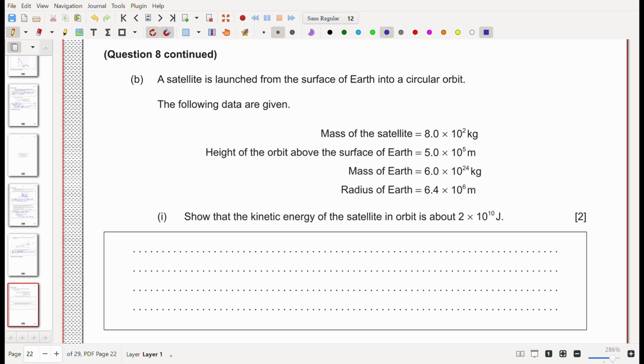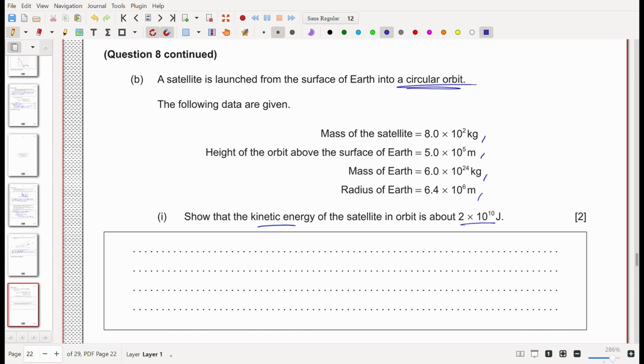Moving on to part B, a satellite is launched from the surface of the Earth into a circular orbit, and the following data is given: mass, height, mass of Earth, and radius of Earth. We are asked to show that the kinetic energy of the satellite is 2 into 10 power 10 joules.